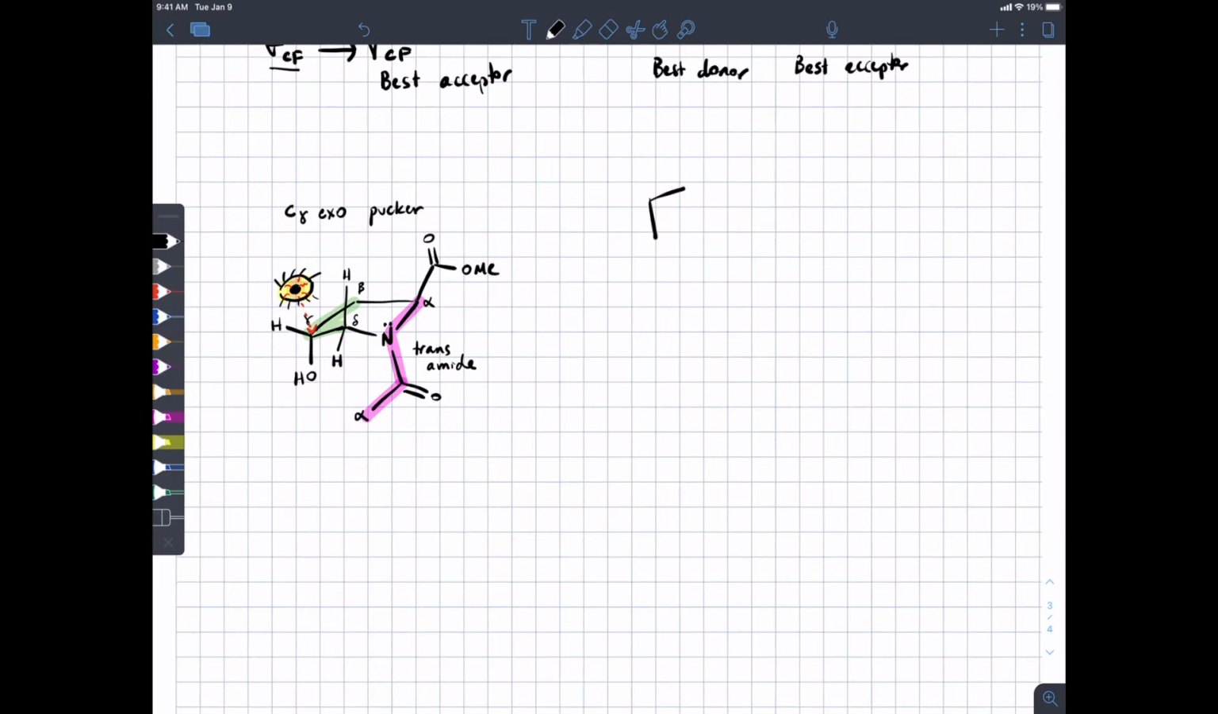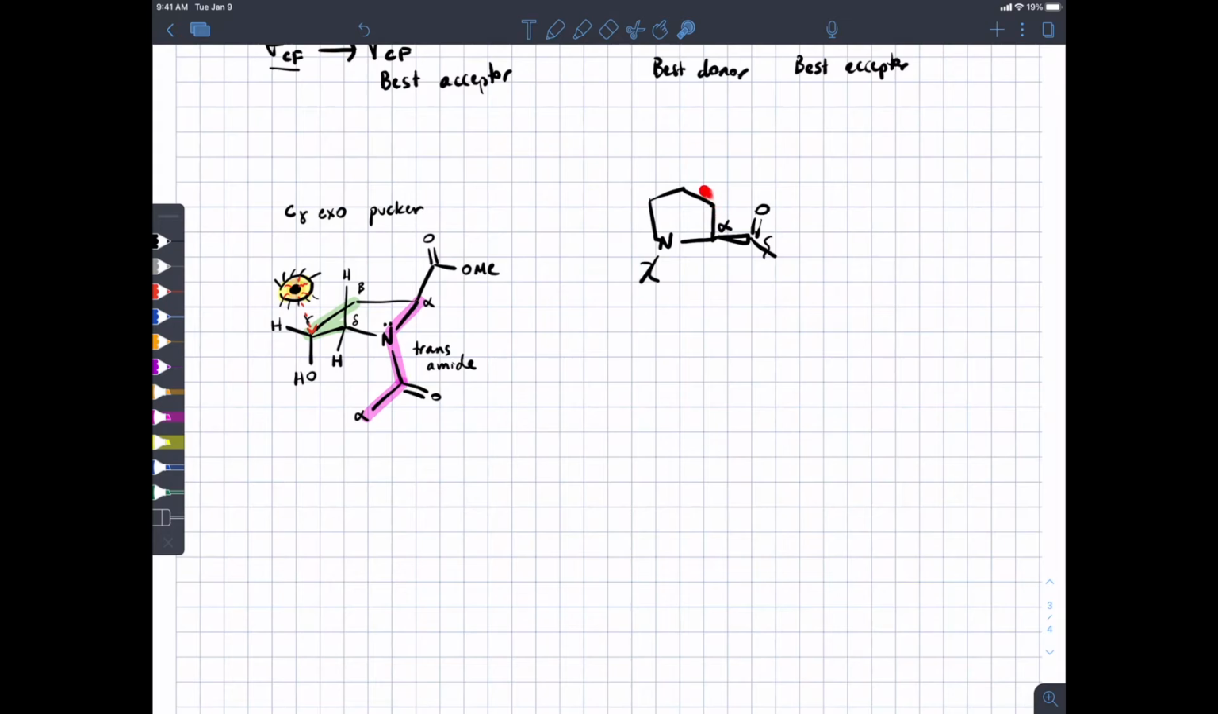So here's the amino acid proline. It's kind of weird because you have a secondary amine. So here's the nitrogen, here's the alpha carbon, and here's the carbonyl carbon. And notice that in the case of proline, the side chain and the amine are linked together.